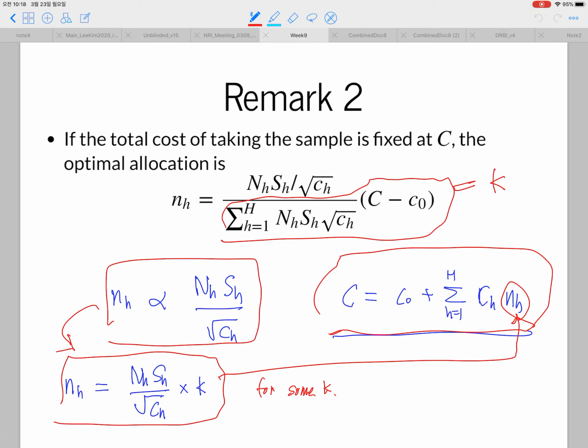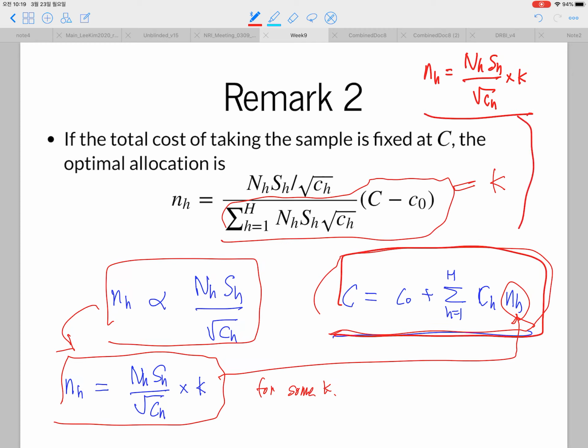Now, if the total cost is given, then for the K in the form of the optimal allocation, n_h equal to K times S_h over the square root of C_h, you should first write K and determine K using this constraint. So we plug in here and solve the equation for K. Then the solution is this. So this is the formula for optimal allocation when the total cost is given.